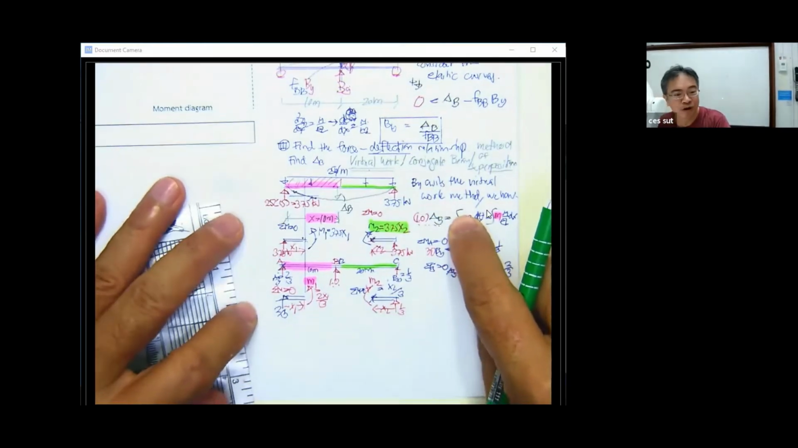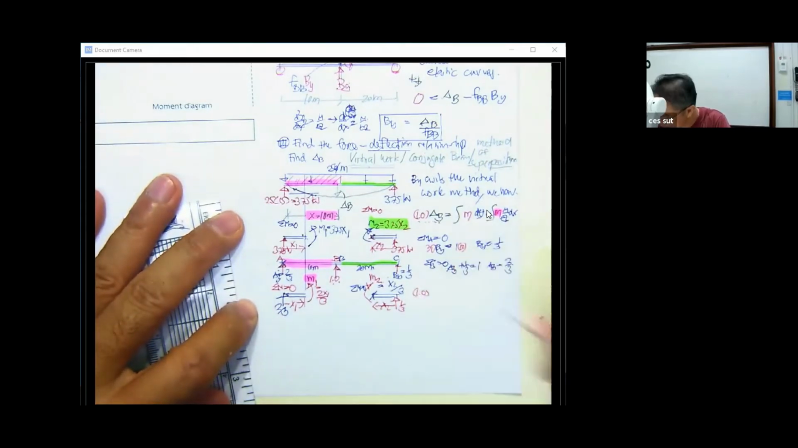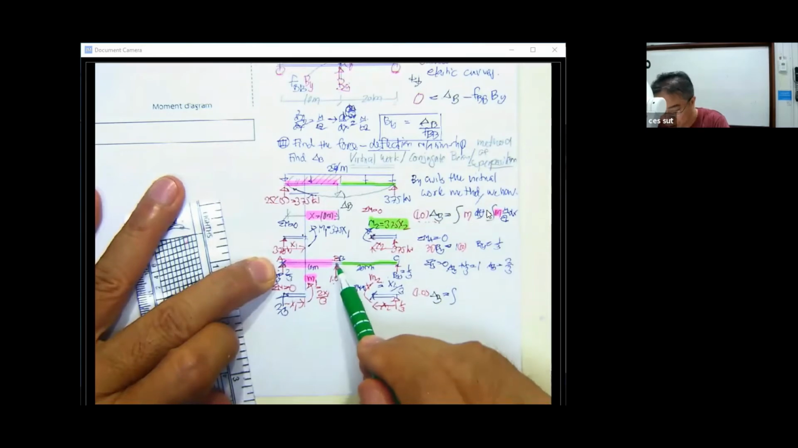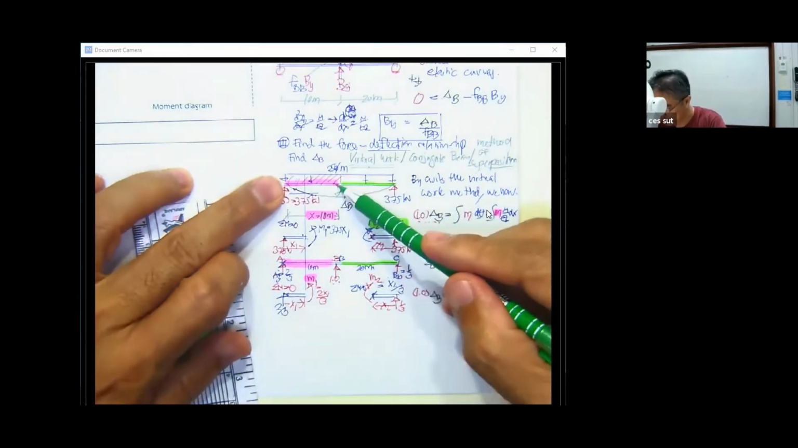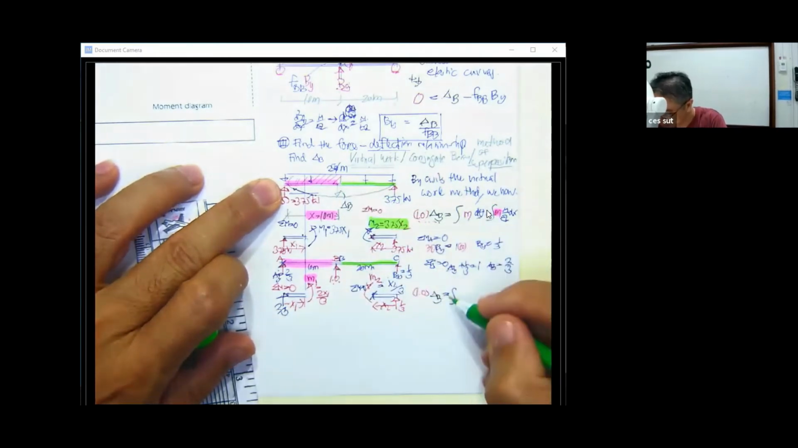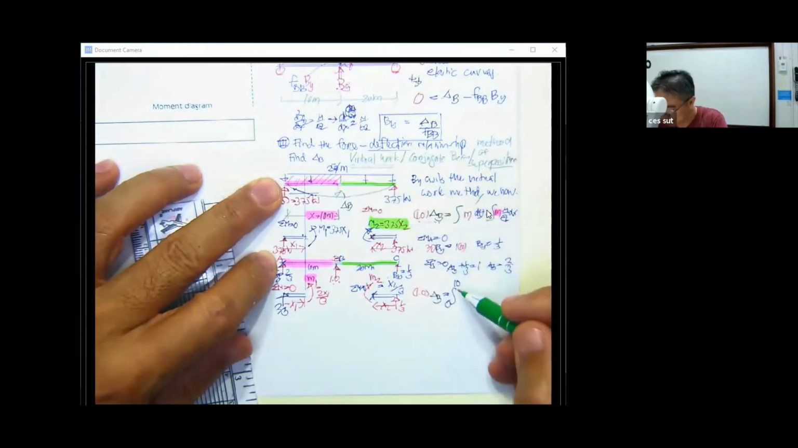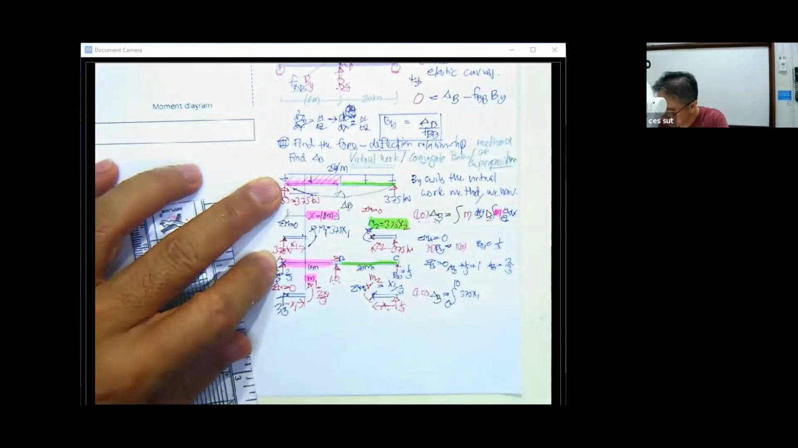Now you have everything, right? You just put it back into this equation. So you have 1.0 times delta sub b, and this is going to be the integration from A to B, from 0 to 10. We do the integration for this portion of 10 meters. This is going to be 375 x1 times 2x1 over 3, dx1 over EI.